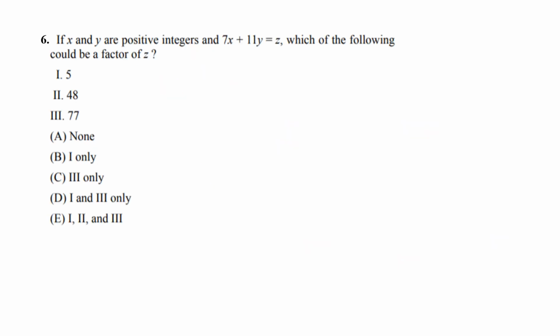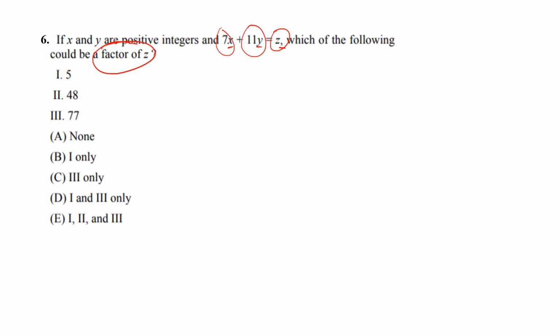Okay, if x and y are positive integers and 7x plus 11y equals z, so we're working with 3 variables here, which of the following could be a factor of z? Very interesting question. It really makes us think about how to decompose z. What makes up z? It's 7x plus 11y. So let's think about how we can do that.